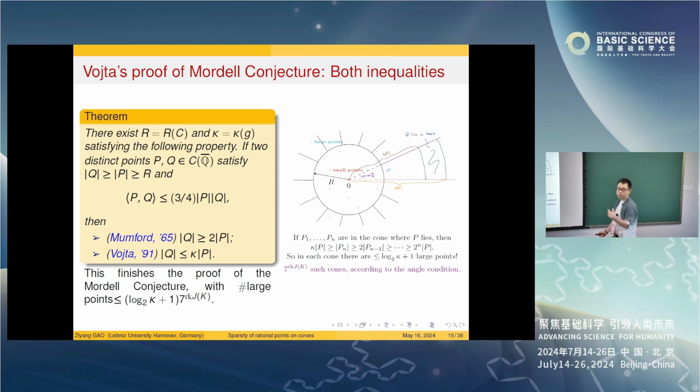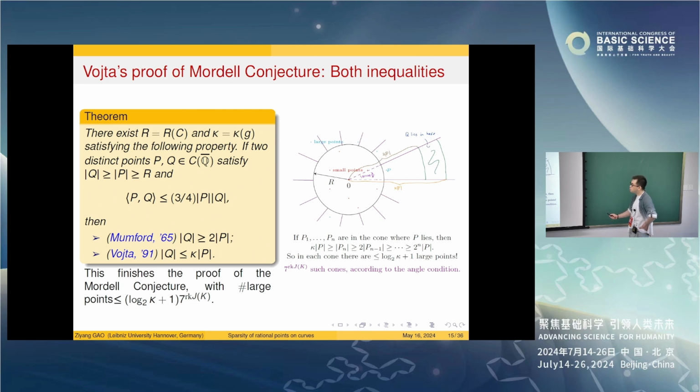And Vojta proved the converse. Well, Q also cannot be too far from P. They must lie within this part. Okay, now let's divide. This is a Euclidean space of finite dimension. With this angle condition, we can divide it into a finite number of cones according to the angle. And this number can be computed: 7 to the power of the dimension, which is 7 to the power of the rank. And restricted to each cone, we study the large points.